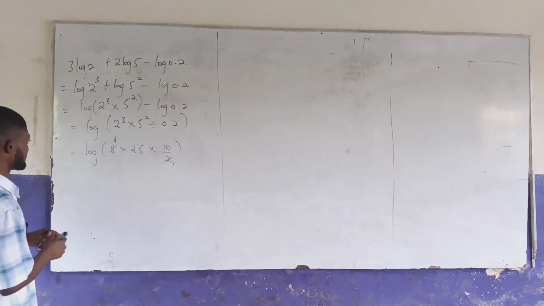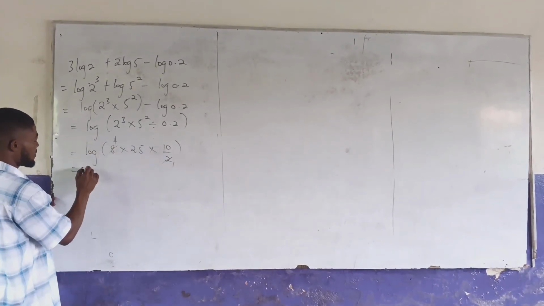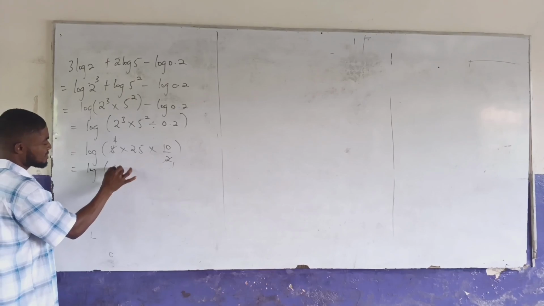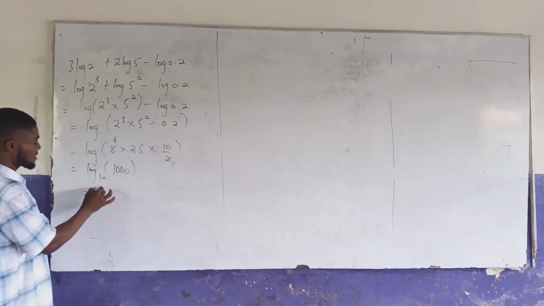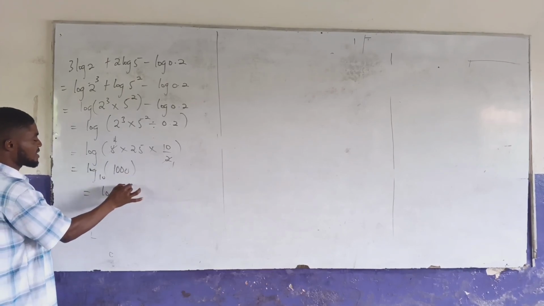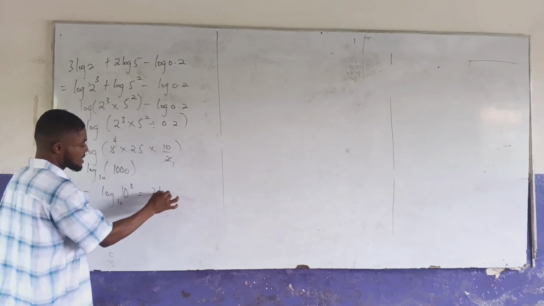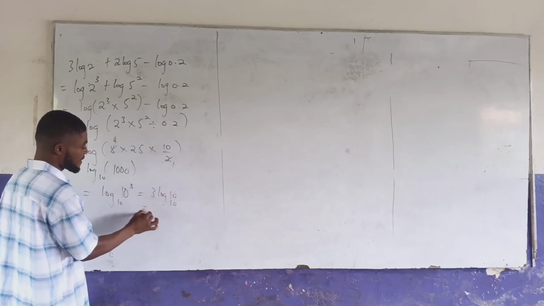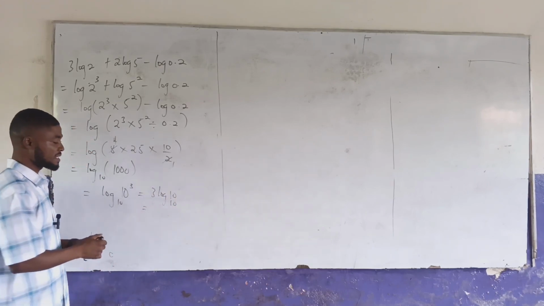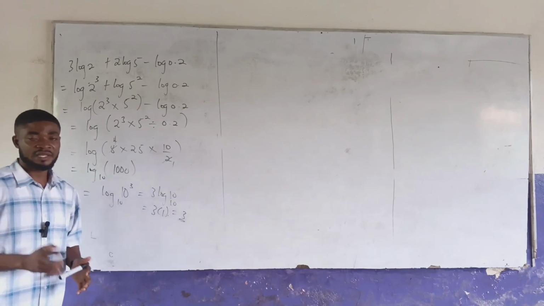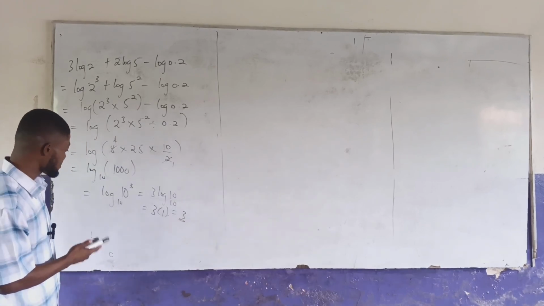So we get log, this is going to be 100 times 10, 1000. And so this is in base 10 actually. So this is going to be log 10 power 3 base 10, which is going to be 3 log 10 base 10. And then we know that when we have a log of a number to the same base, that is going to give us 1. So 3 times 1, which is equal to 3. So that is it for the first question.